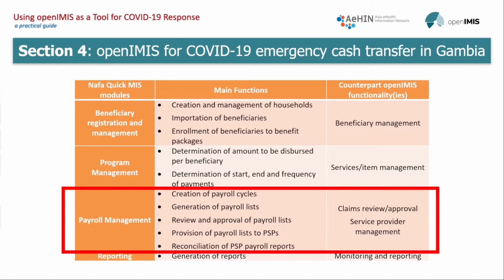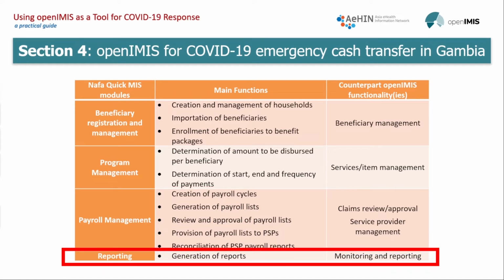Lastly, the NAFA Quick MIS reporting module generated multi-format reports for program monitoring and assessments, and also utilized the data from the modules to show important program metrics such as, for example, total registered households and the number of beneficiaries by region, all on the MIS dashboard.